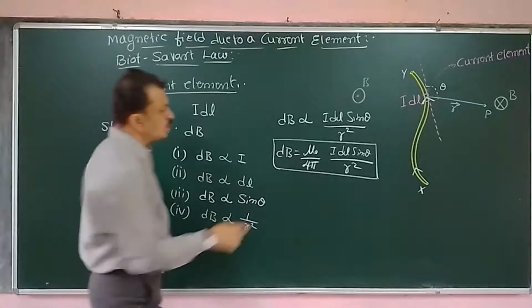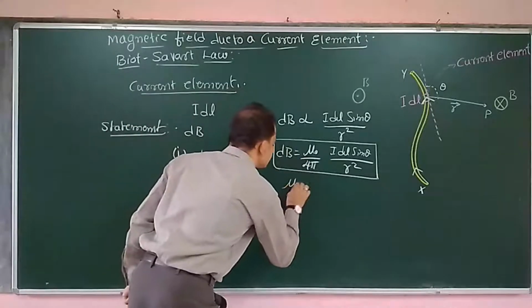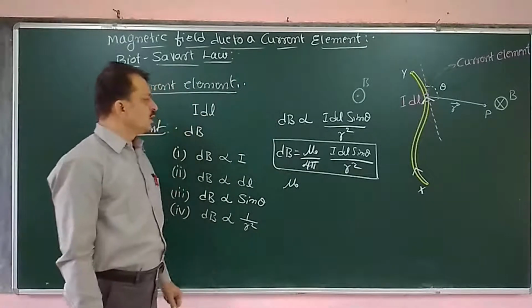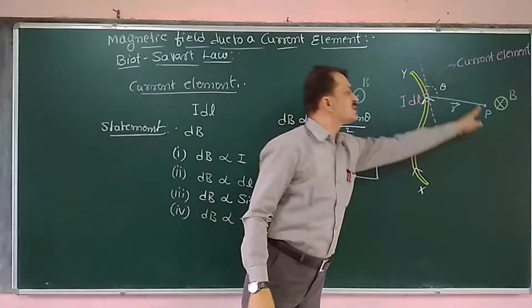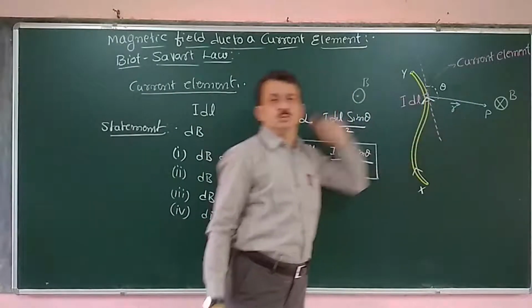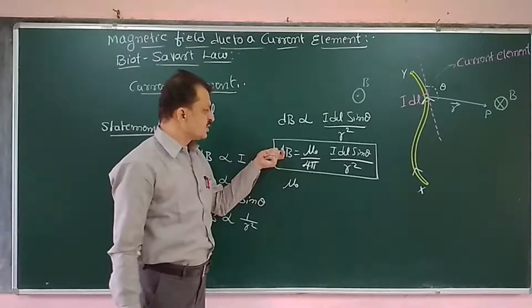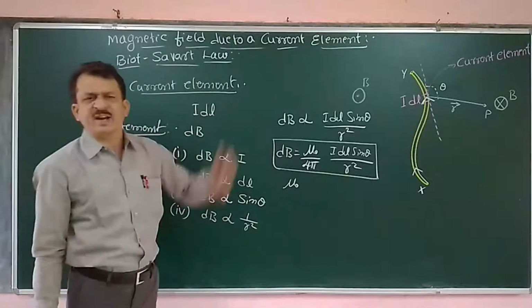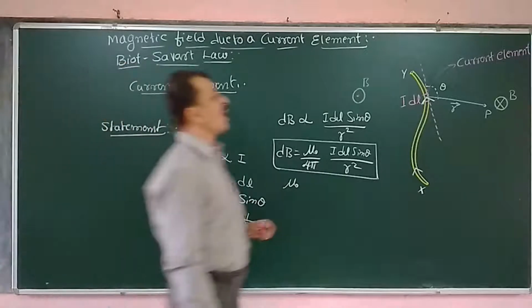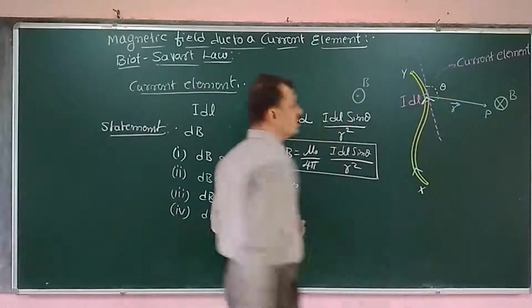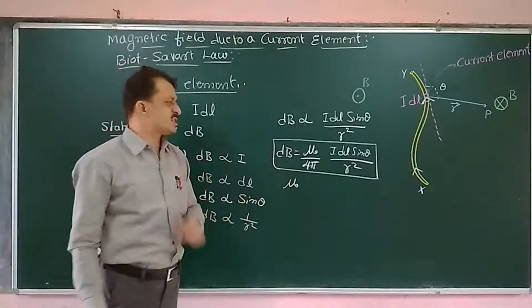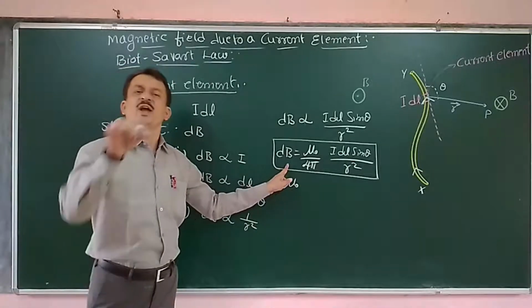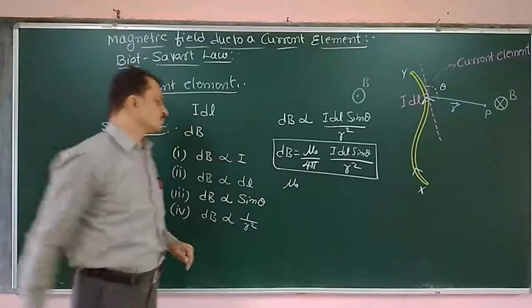Now mu naught is a constant. Here we have taken the medium as air or vacuum. This statement is stated in the presence of air or vacuum. If you have any other medium, then the expression changes a little bit. This expression is for air or vacuum.